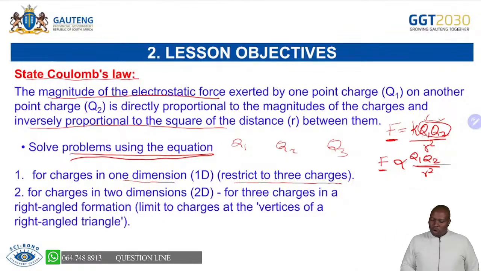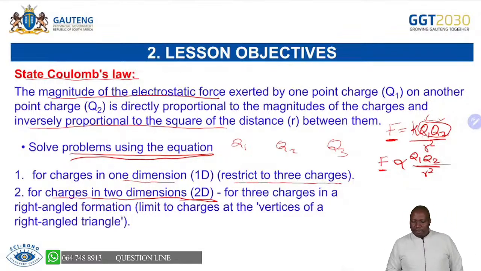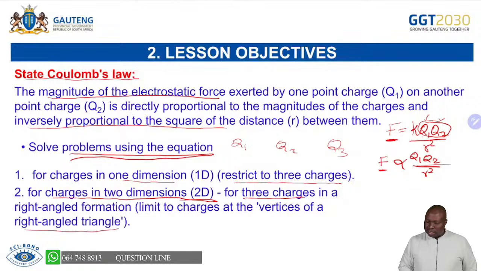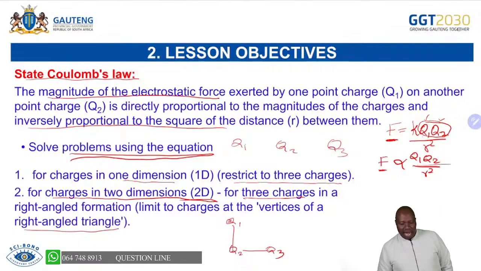The other objective is to solve problems for charges in 2 dimensions. Even here, we're referring to the right angle triangle formation, and we are still limited to 3 charges. So you have a charge, another charge, and a third charge, and the three are making a right angle triangle.